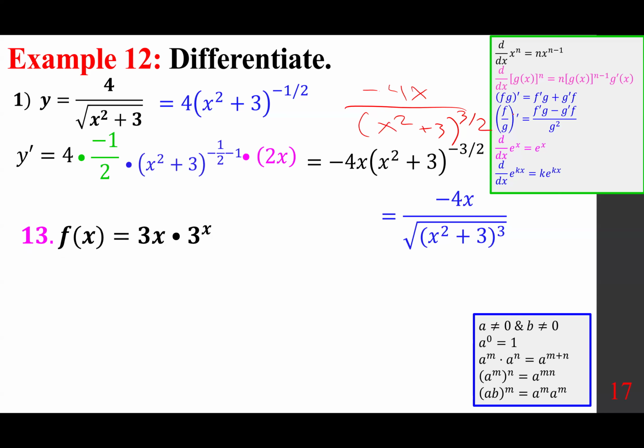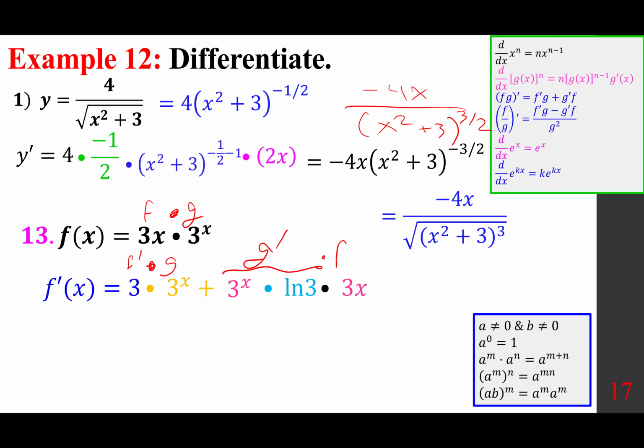How about this one? F of x is 3x times 3 to the power of x. F times g, we use the product rule. So f prime is 3 times g, which is 3 to the power of x, plus g prime f. 3 to the power of x is itself. The base is e? No, so times ln 3. And then this is g prime times f. We have f prime g plus g prime f.